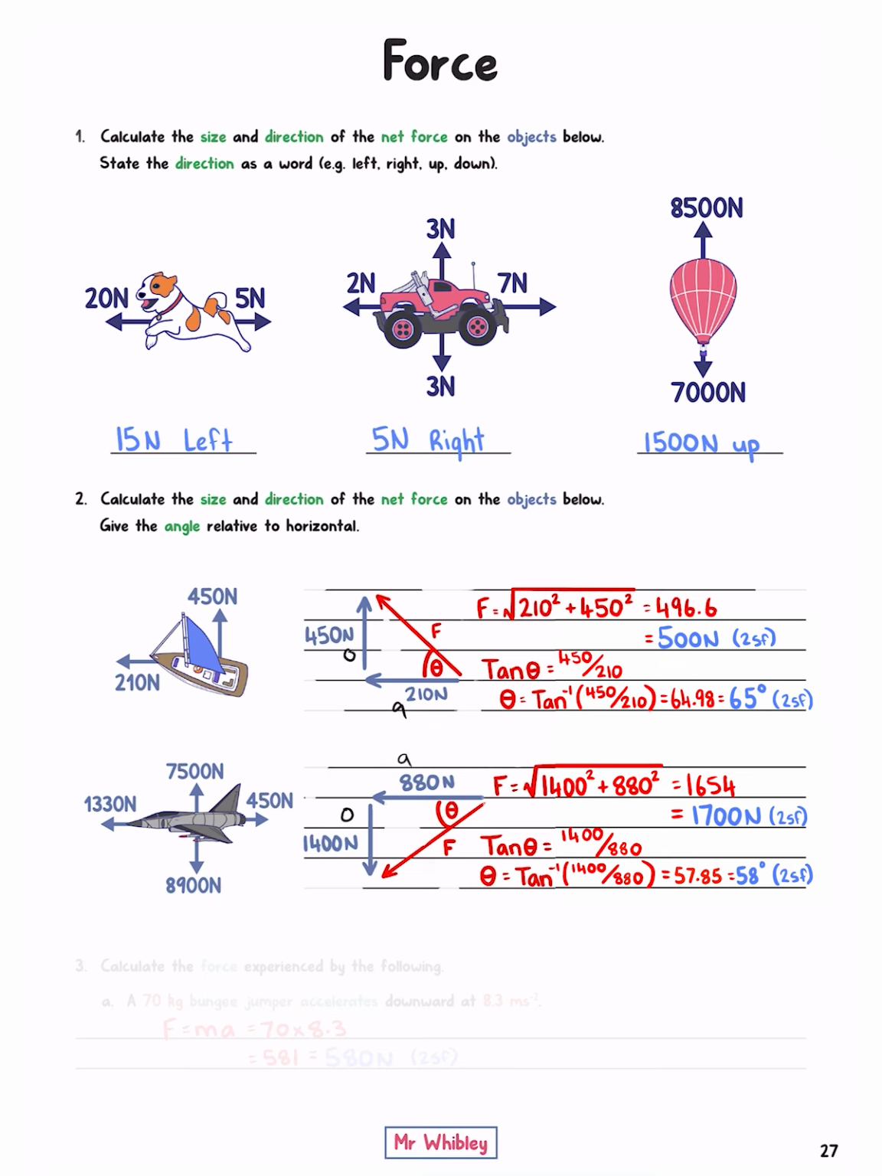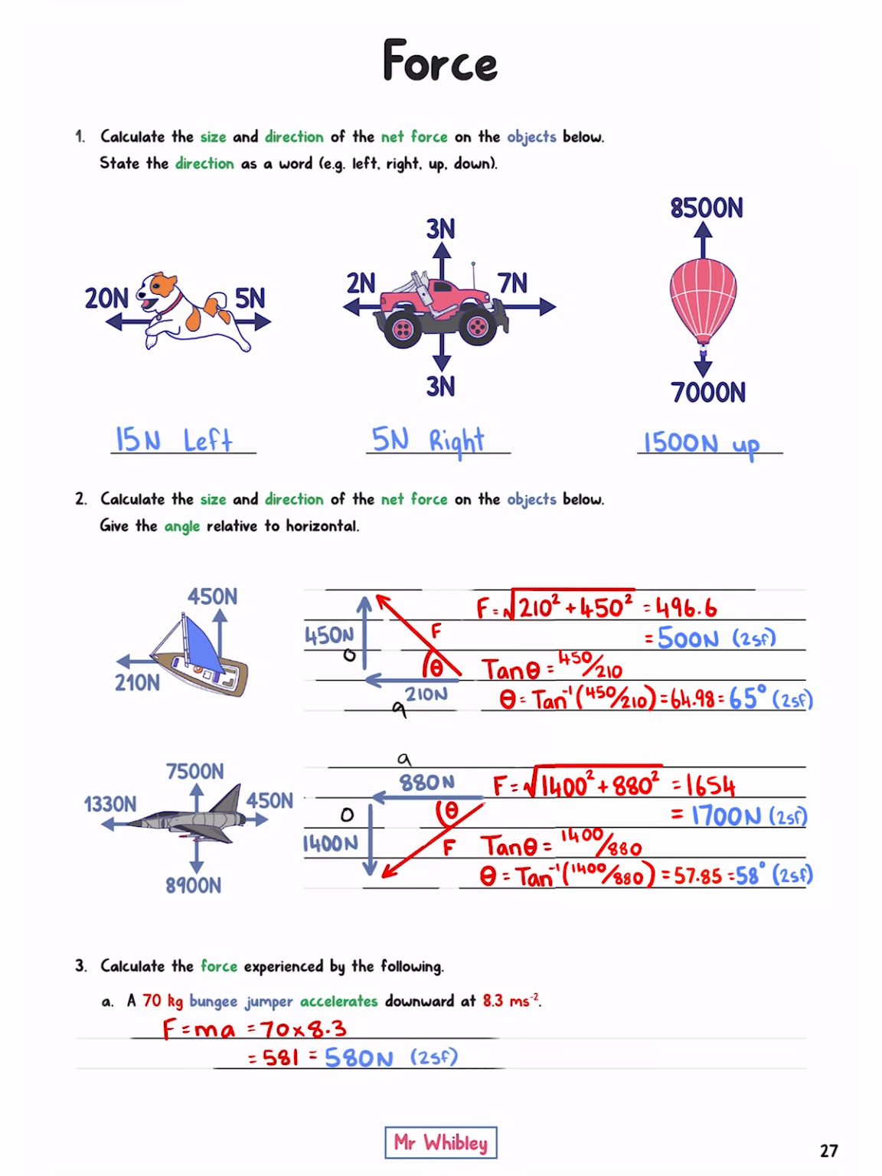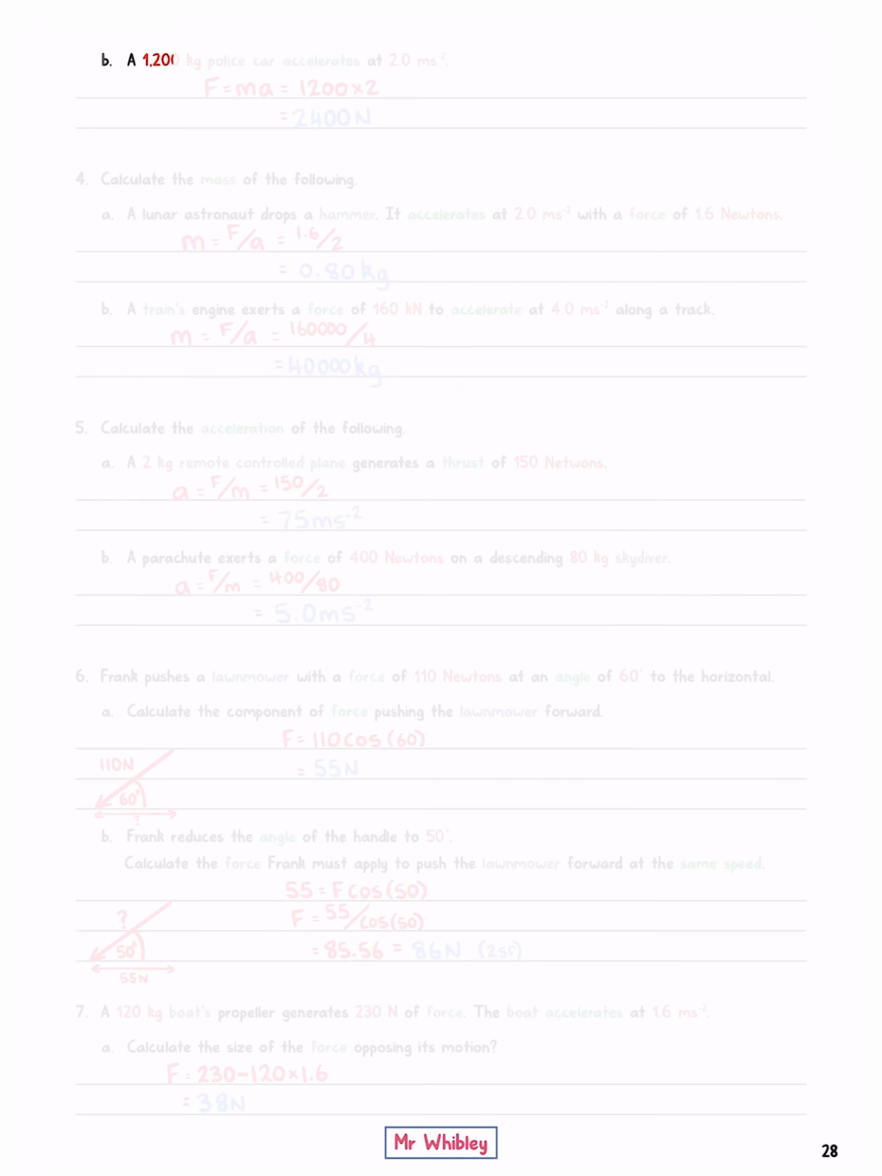Question 3. Calculate the force experienced by the following. A 70 kilogram bungee jumper accelerates downwards at 8.3 meters per second squared. Force is mass times acceleration. Putting those numbers in gives us 581, or 580 newtons to two significant figures. A 1,200 kilogram police car accelerates at 2.0 meters per second squared. Once again, F is equal to ma. Putting our numbers in gives me 2,400 newtons.